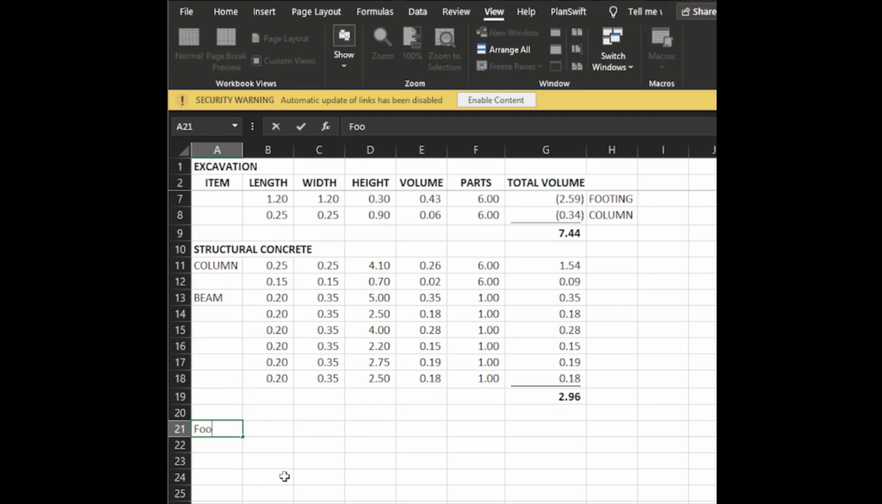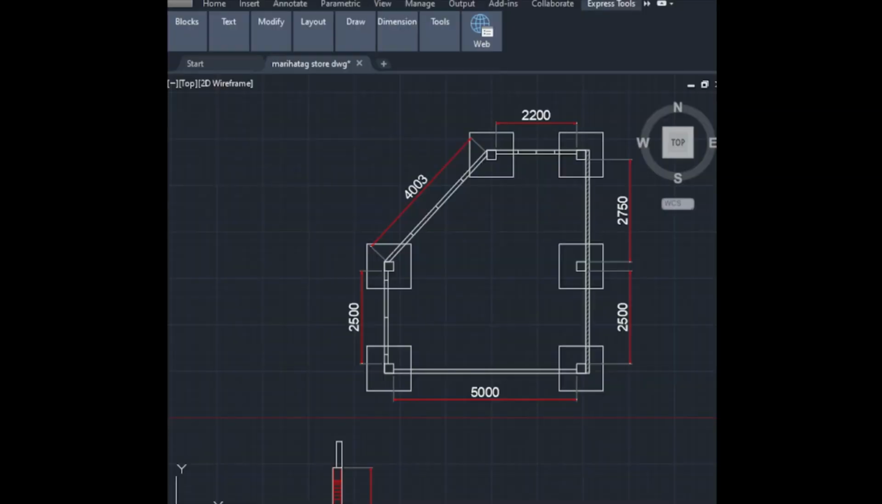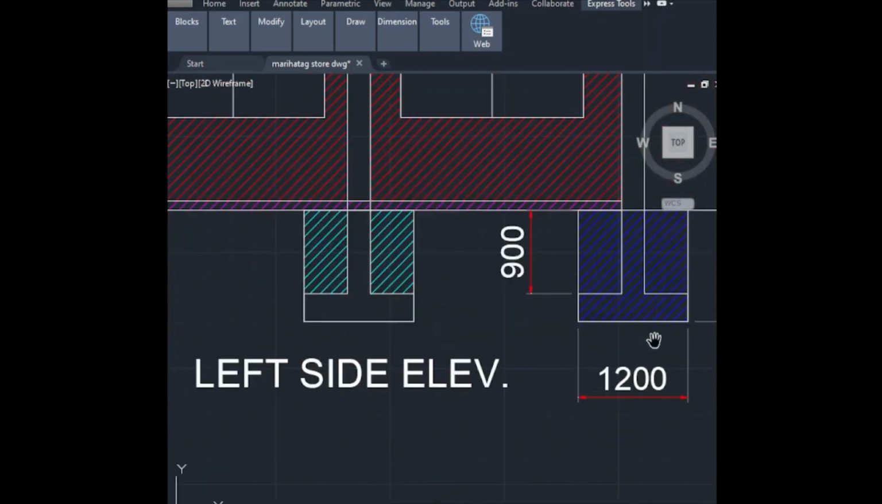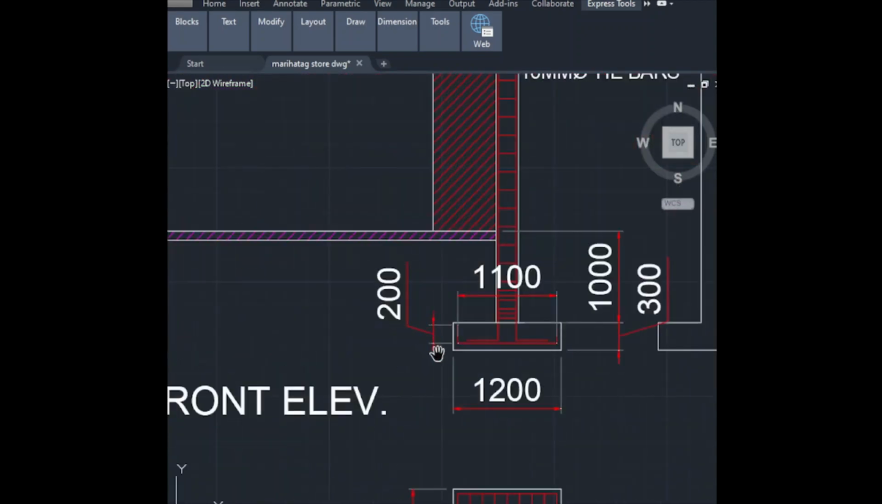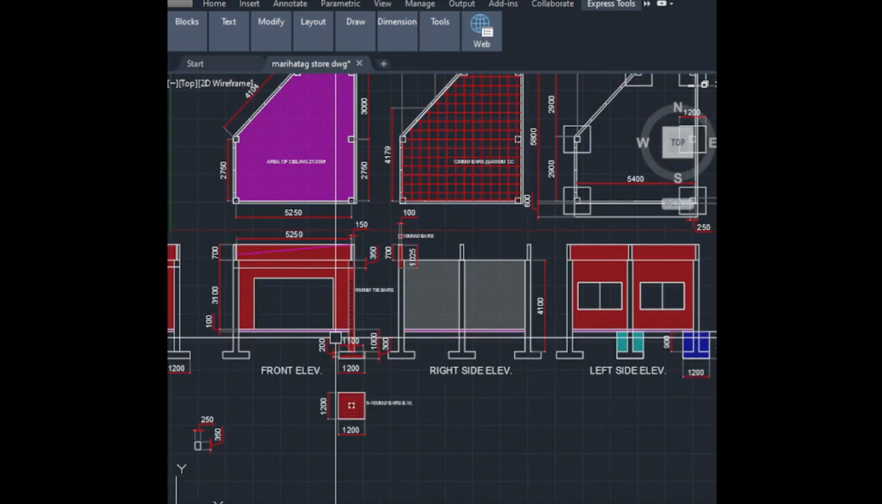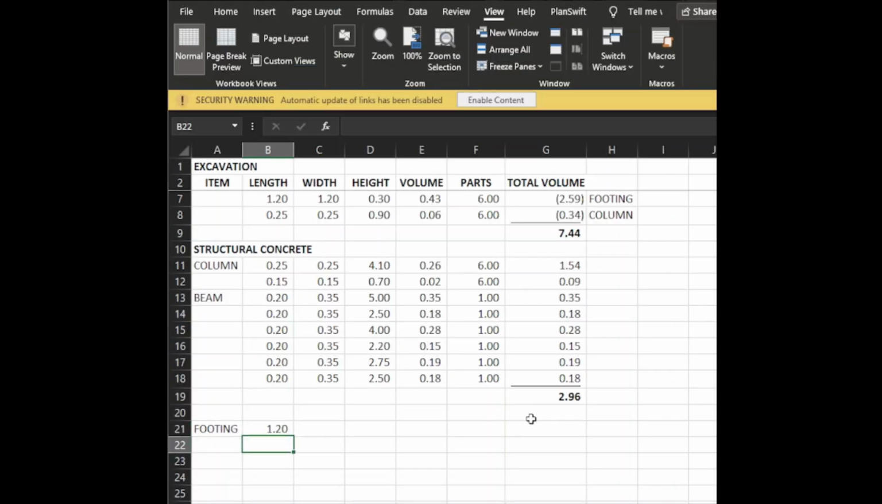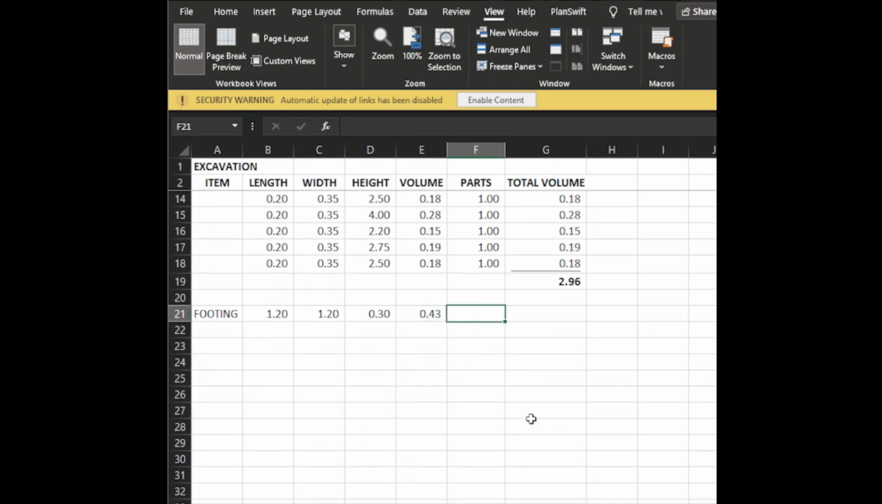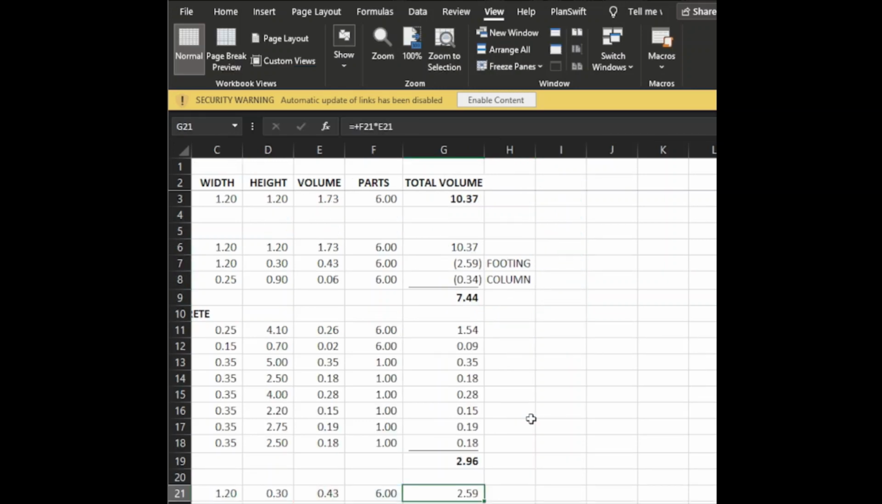So we will put here footing, then the size of our footing is 1.2 by 1.2, and the thickness is 0.3. So this is 1.2 times the width of 1.2, also 0.3, then the volume is 0.43, and there are 6 footings, so this is 2.59 cubic meters of concrete.